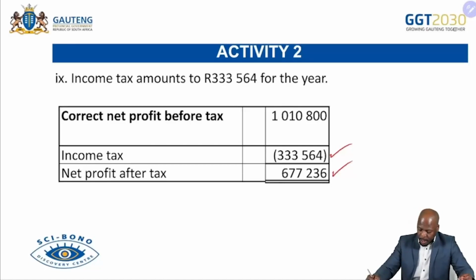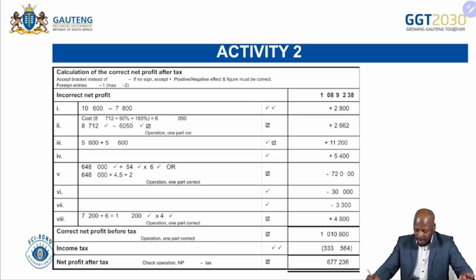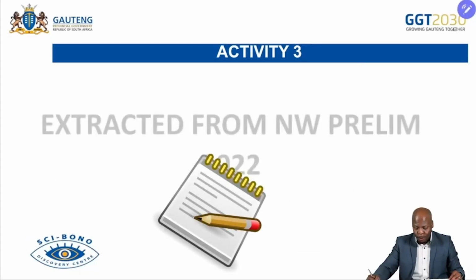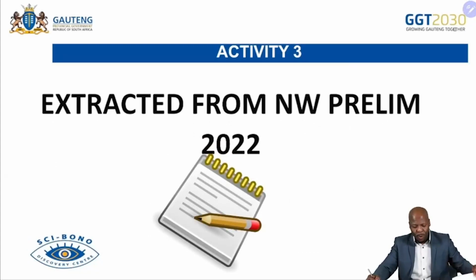And then eventually we come up with the final activity. There is the solution for your activity number 2. I wanted to quickly move on to activity number 3. Activity number three is now from the Northwest prelim. All right. I'm now slowly moving towards the cash flow statement.